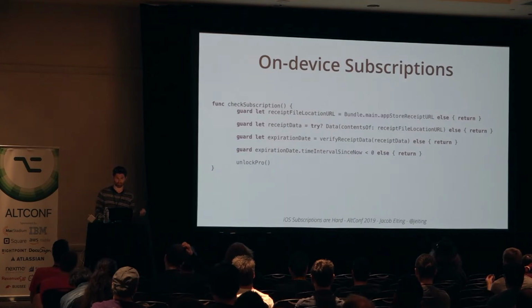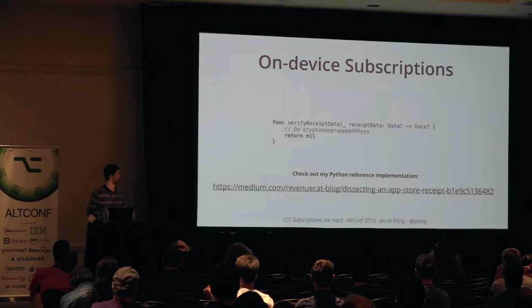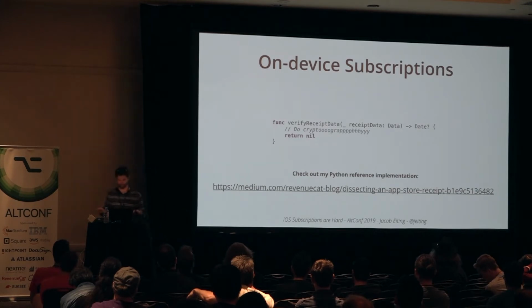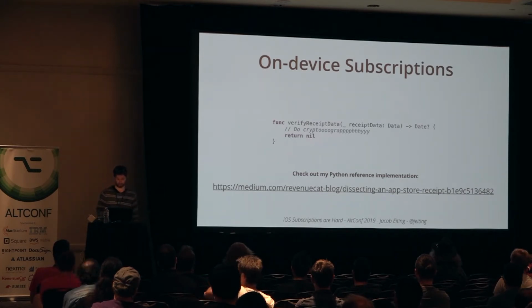So what actually goes on in that verify receipt data function? Well, cryptography. There's actually not a good reference implementation in Swift. Apple has a C implementation because it relies on OpenSSL, and they actually want you to link in your own version of OpenSSL. Don't do any of this. This is not worth it. It's great. It's an interesting curiosity, but this is not anything anybody should be doing. But yeah, check out my blog post if you're interested in that stuff.